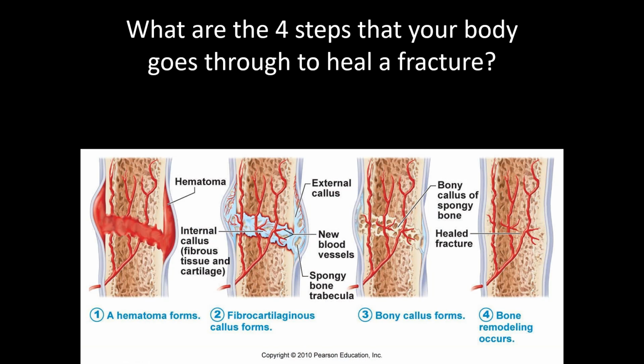This is the picture that your book used to show you everything that I just said. So you form a hematoma because you broke some blood vessels. You add cartilage so that you can glue the bone ends together. You replace the cartilage with bone, and then you remodel it to give it the original shape and make it strong where it needs to be strong.